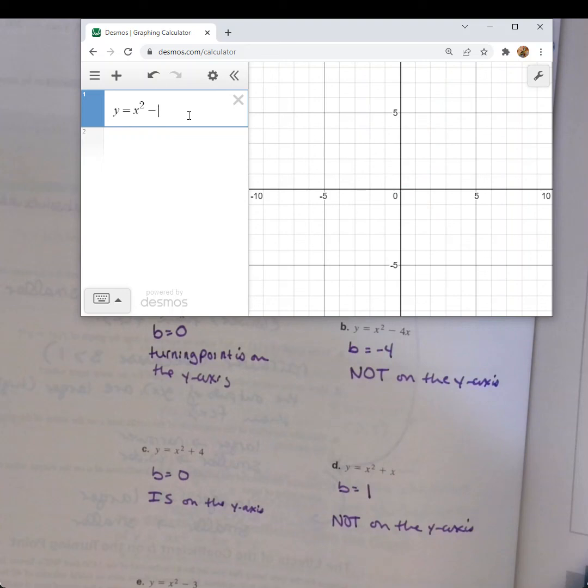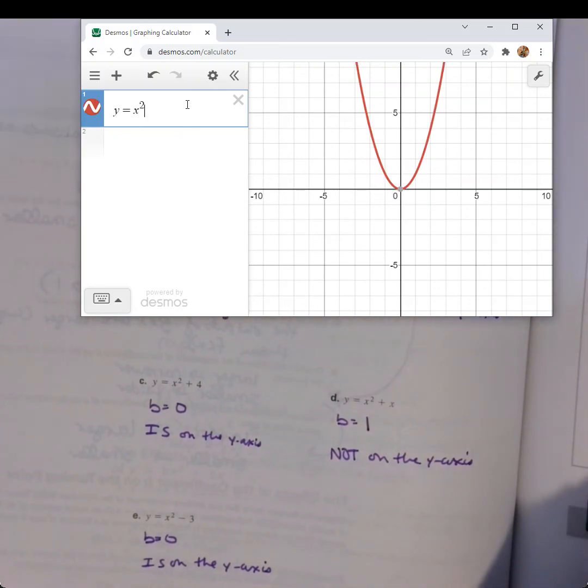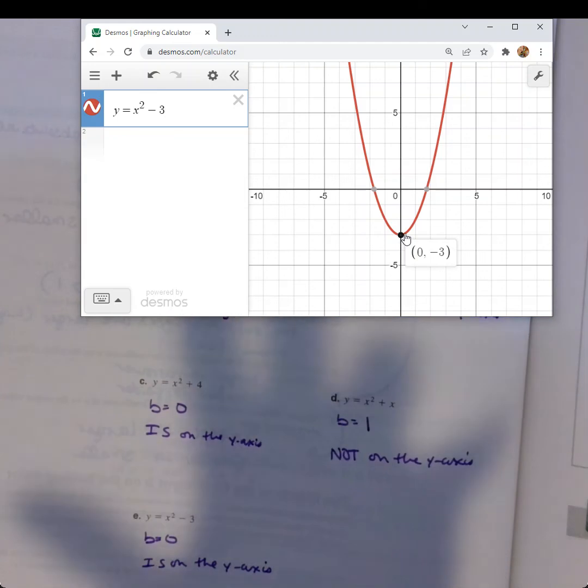Next one, x squared minus 4x. Turning point, not on the y-axis. It's over here, not on the y-axis. Okay, x squared plus 4. Turning point right there on the y-axis because b is 0. x squared plus x. Turning point, not on the y-axis. It's somewhere else. And x squared minus 3. Turning point right there on the y-axis. So verified.